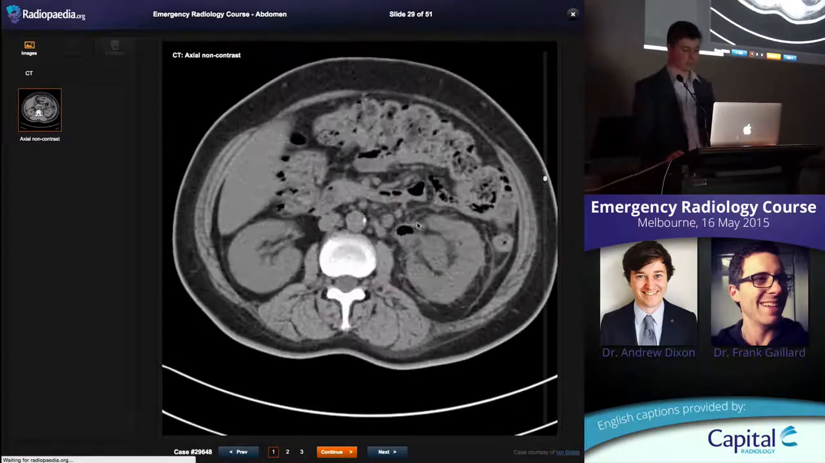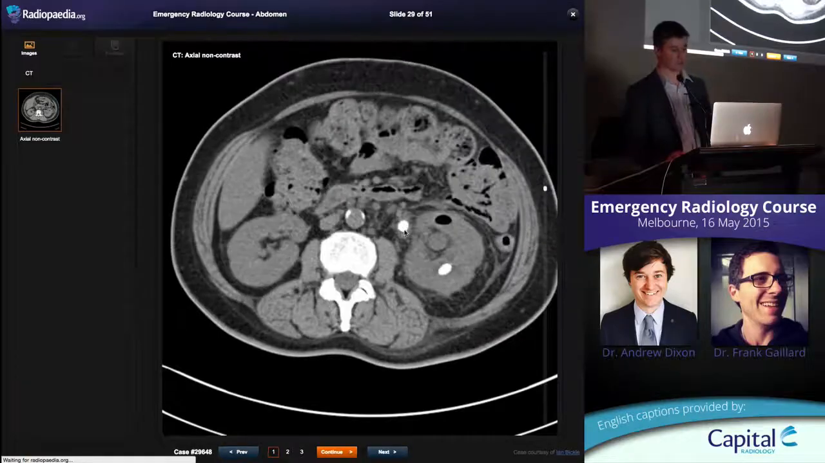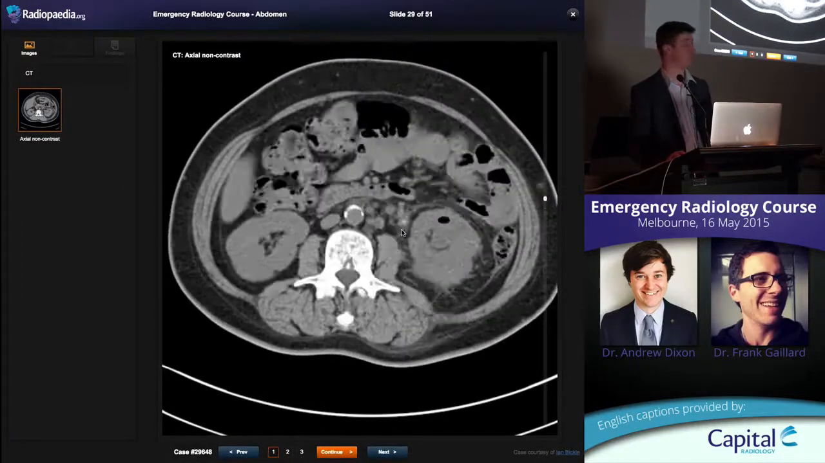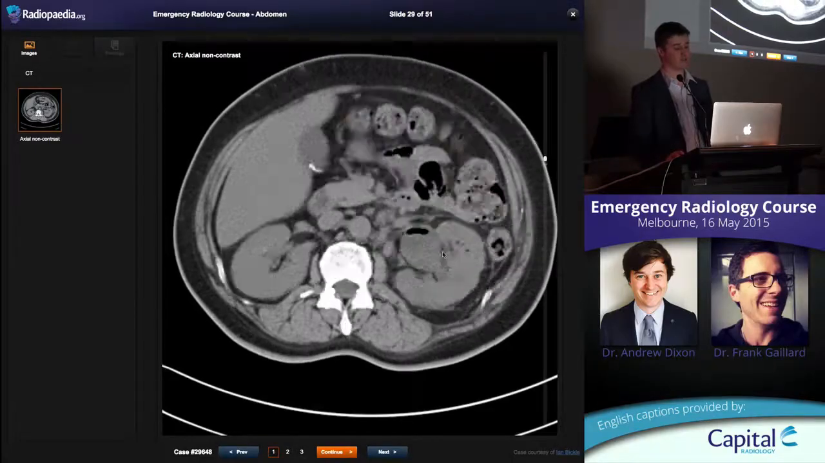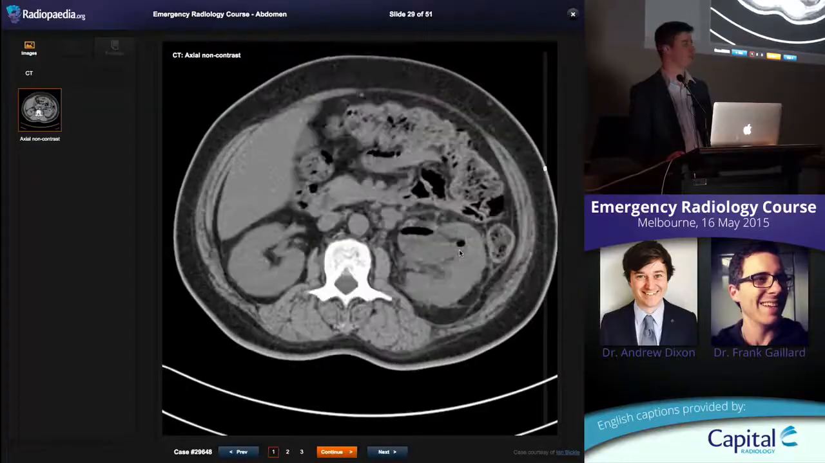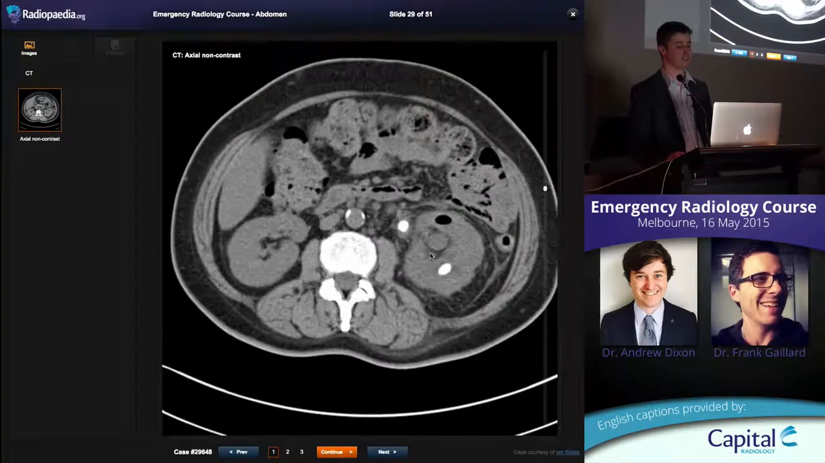Okay, here's a complication of having a stone. Here's a stone at the PUJ, the pelviureteric junction, which is another common spot for it to get blocked off. Hydronephrosis, gas within the kidney. Okay, this is a medical emergency or a surgical emergency. It needs to be drained.